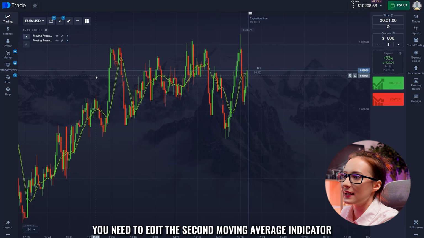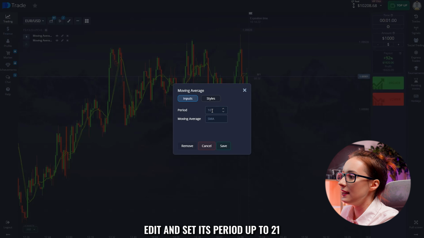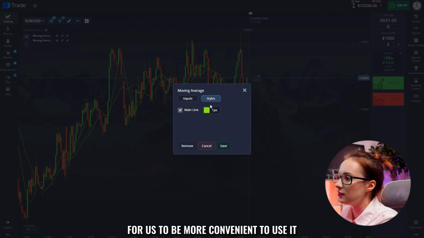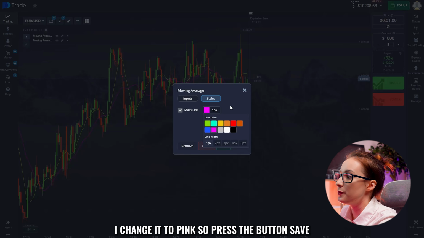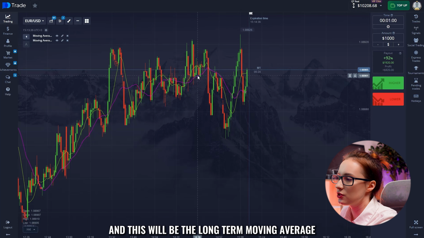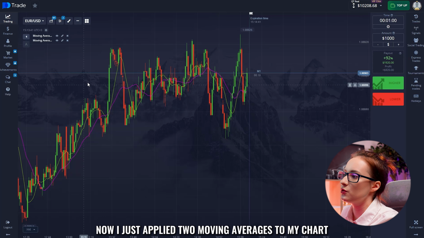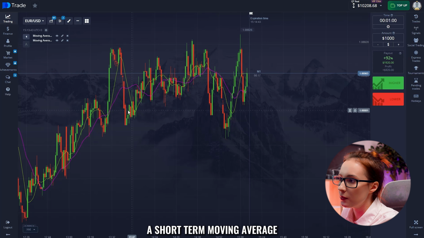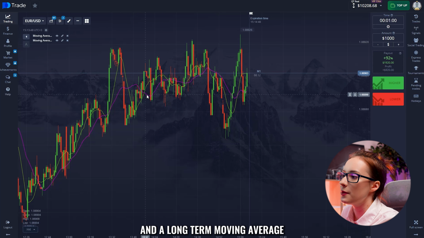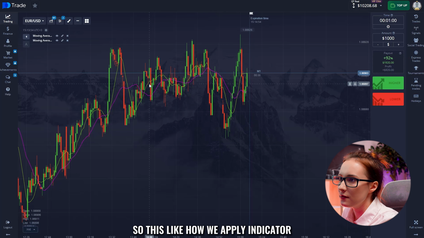Now you need to edit the second moving average indicator. You go here, press the pencil button, edit, and set its period to 21. To make it more convenient to use, change its color. Well, I change it to pink. Press the save button, and this will be the long-term moving average with a period of 21. Again, repeating, I just applied two moving averages to my chart: a short-term moving average, which the green line represents, and a long-term moving average, which the pink line represents. This is how we apply the indicator.